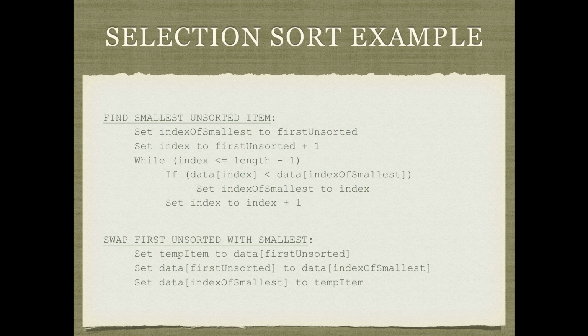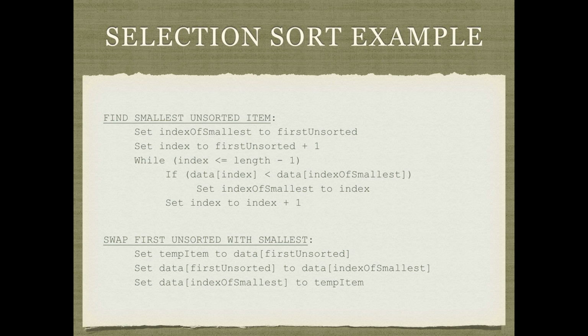So how would we find the smallest unsorted item? We set the index of the smallest item to the first unsorted index. So the first time around, we're just assuming that the first item in the array, which is also the first unsorted item in the array, they are the same. So first unsorted equals 0, index of smallest also equals 0. Then we look at the first value to compare, which is the next item up the chain. If we're starting at index 0, now we're going to compare against index 1.